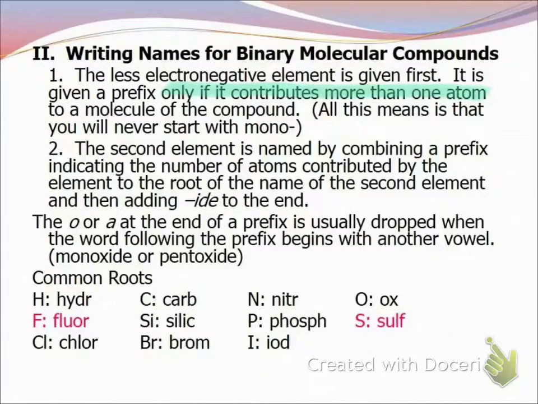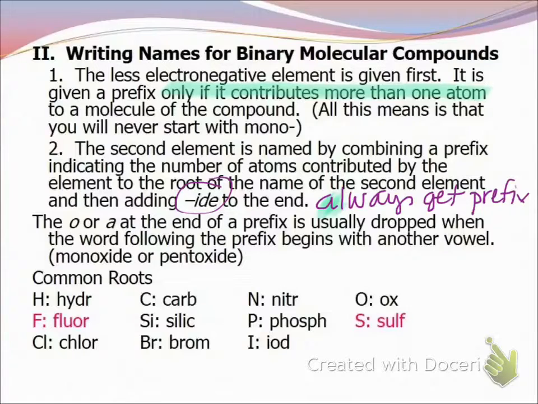Okay? The second element is named by combining a prefix. It always gets a prefix. So write that in there. Always gets a prefix. Whoops, you can't really write with the highlighter very well. So it always gets a prefix. The second item always gets a prefix, even if it's one, then it's mono. And then we change the ending to IDE.